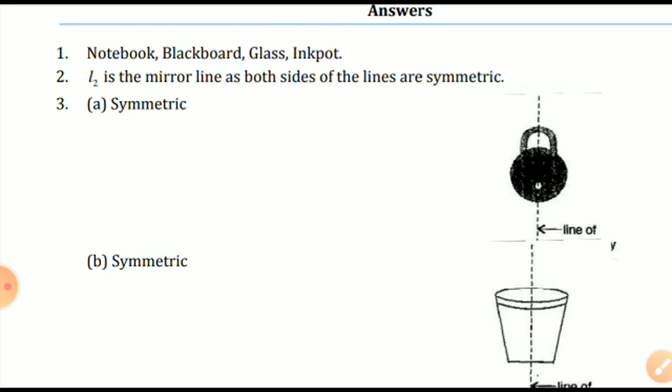Now look here. L2 is the mirror line as both sides of the line are symmetric. Not horizontal, but the vertical line is the symmetrical line, or you can say mirror line.